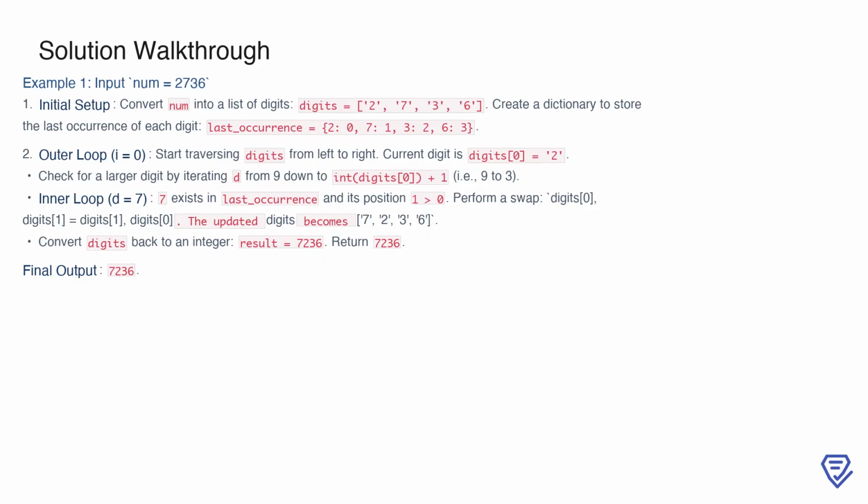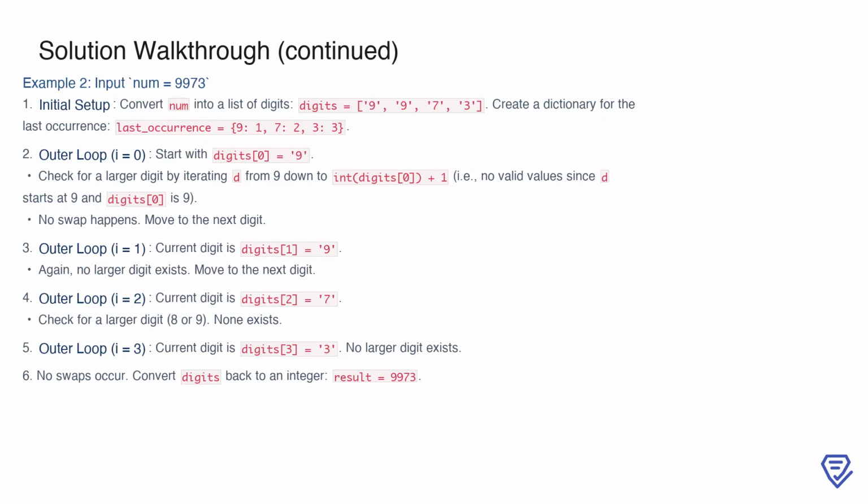This means we can swap 2 with 7. After performing the swap, the updated list becomes 7, 2, 3, 6. Finally, we convert this list back into the integer 7236 and return it as the result.